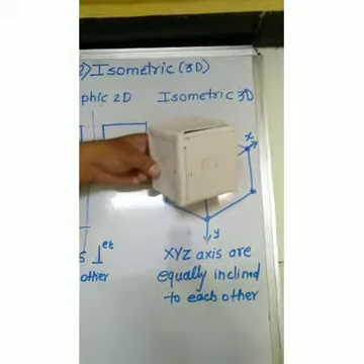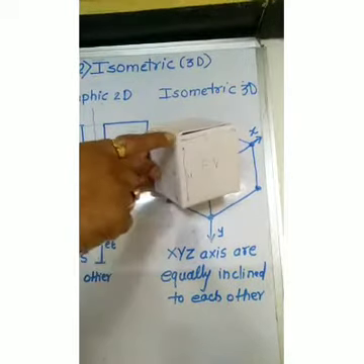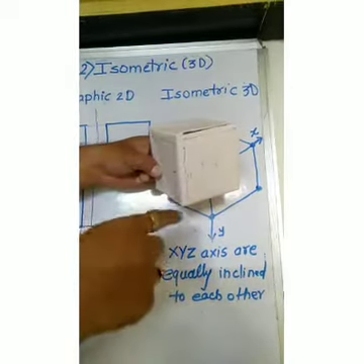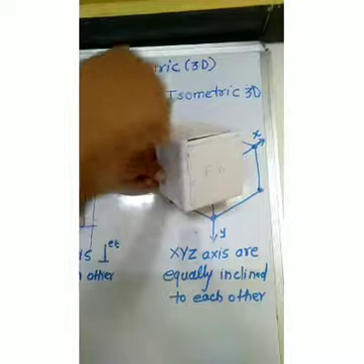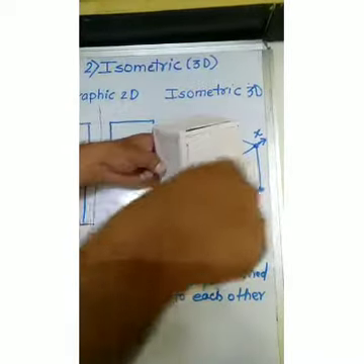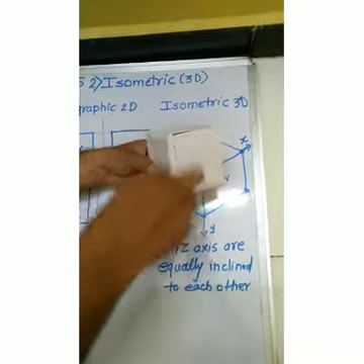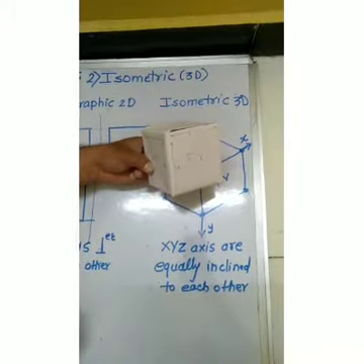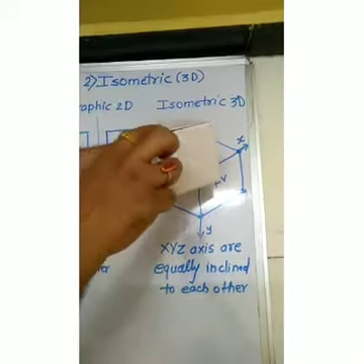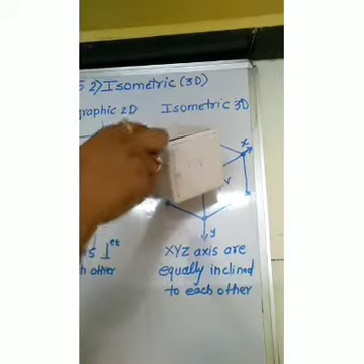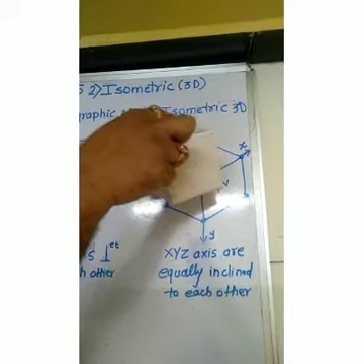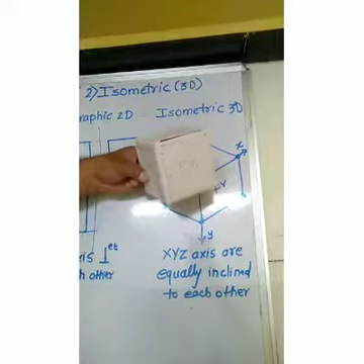Now see, as it appears equally inclined to each other, that means a total of 360 degrees, and we'll have to adjust the three axes x, y and z. That means each axis is at an angle of 120 degrees with respect to the other two axes.